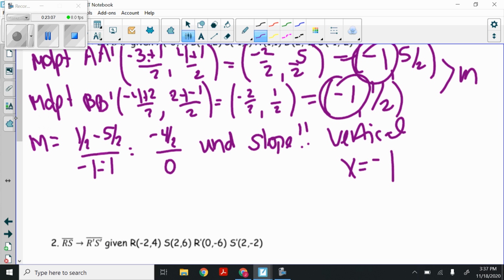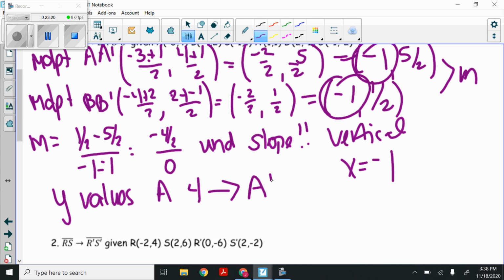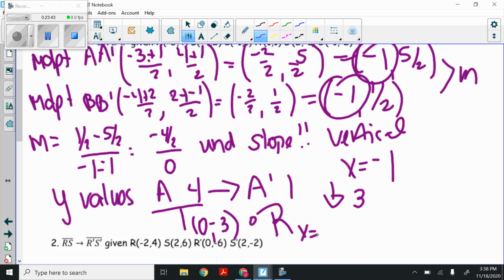So my y value of A was at 4. My y value at A prime is at 1. So how far did I move my y values? From 4 to 1, I had to go down 3. So my translation is 0, -3 because I went down 3. Composition, reflection about x equals -1, triangle ABC equals triangle A prime, B prime, C prime.